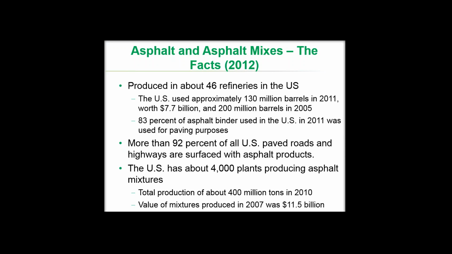83% of the asphalt binder used in the U.S. goes for paving purposes. Most of the rest goes into roofing, and a little bit goes into insulation in cars and pipelines and such. More than 92% of all the paved roads in the U.S. are surfaced with asphalt mixtures. And on the asphalt mixture side, the U.S. has about 4,000 plants producing asphalt mixtures, about 400 million tons in 2010, and the value of those mixtures in 2007 was about $11.5 billion. So this is a big and widespread industry in the U.S.